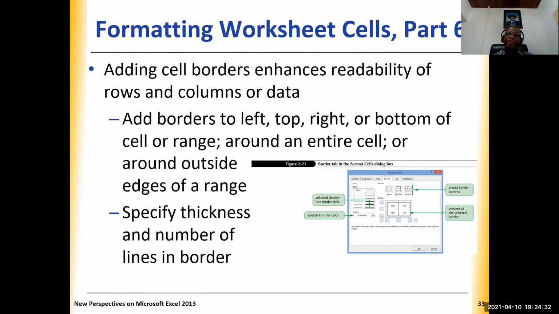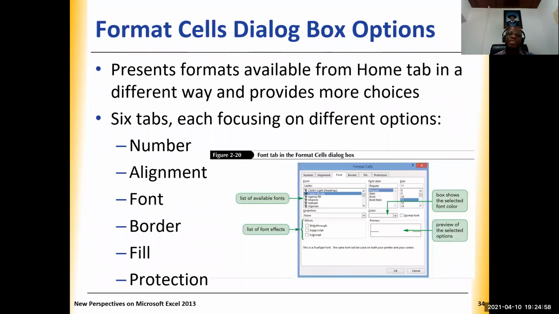So now the next thing that we look at is what we call the borders. And I told you that everything that we have done, if we print, it will not come. So if you want it to be printed, then that's where we have to add the borders. So adding cell borders enhances readability of rows and columns or data. And add borders to left, top, right, or bottom of cell or range around an entire cell or around outside edges of a range. And you specify the thickness and number of lines in the border. You decide all these things. And it's very simple. We are going to do that.